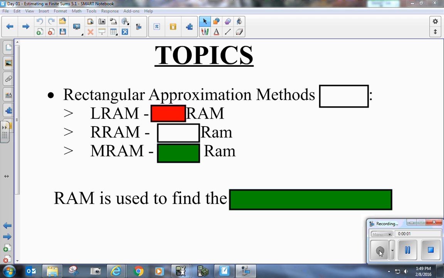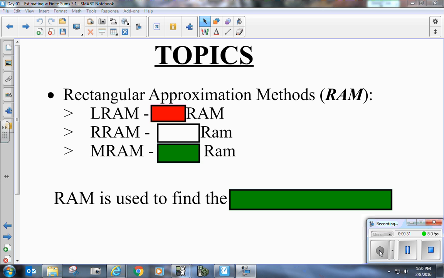Okay, the three topics that we are going to be looking at today, rectangular approximation methods, hence that geometric foundation in that paragraph is right. So, RAM. Now, if you're a computer guy like me, RAM means random access memory, and you're like, I don't get it. But in math, in calculus, it is actually a rectangular approximation method. Okay? Now, there's an LRAM, an RRAM, and an MRAM.